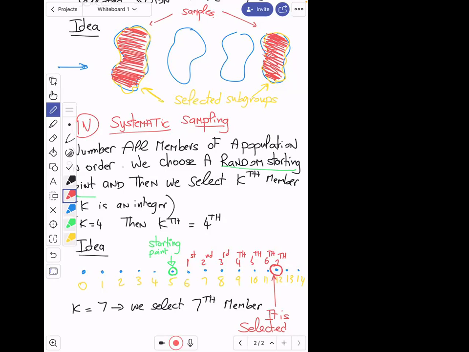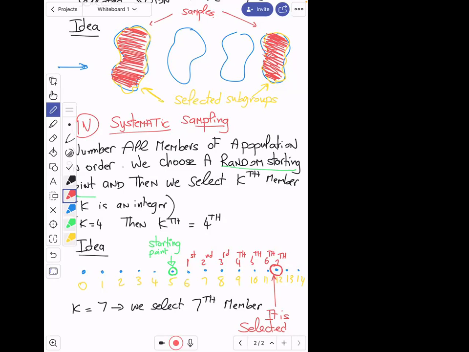And yeah, it depends on the problem, the exercise, but in general, the starting point is given. And the K is also given. I mean, in the problem, you'll see, for example, the K is 100, then you have to select the 100th member or wherever, right?